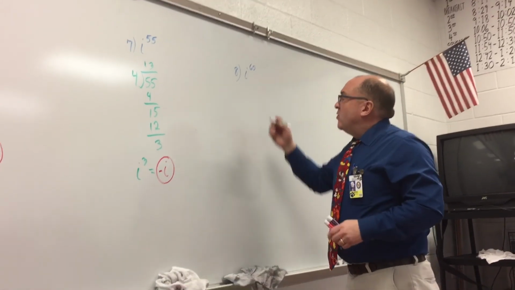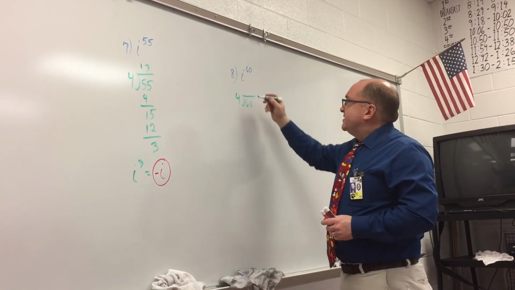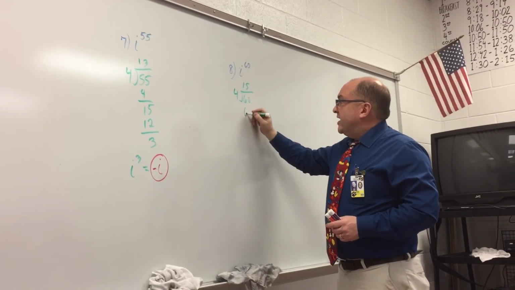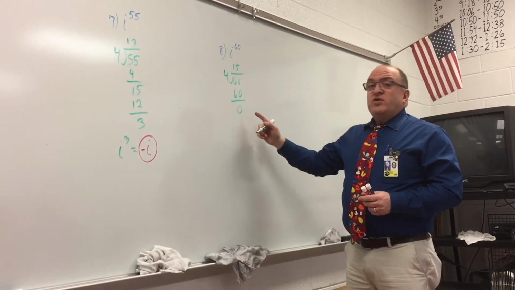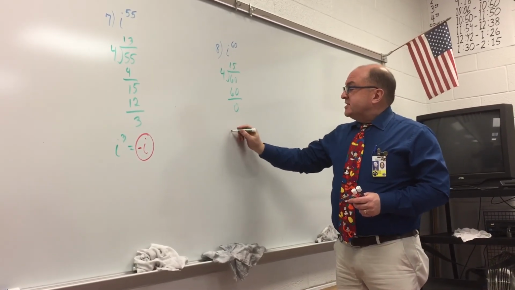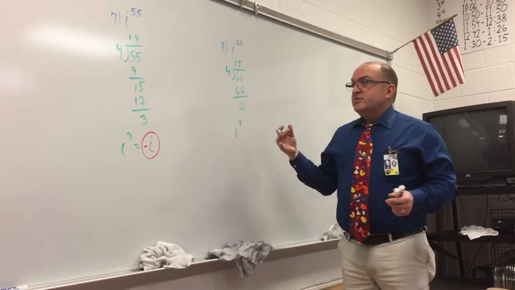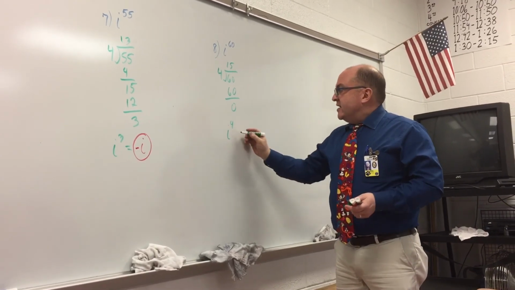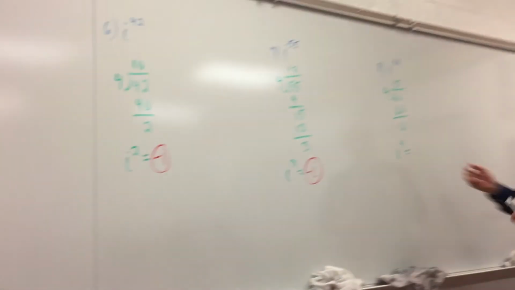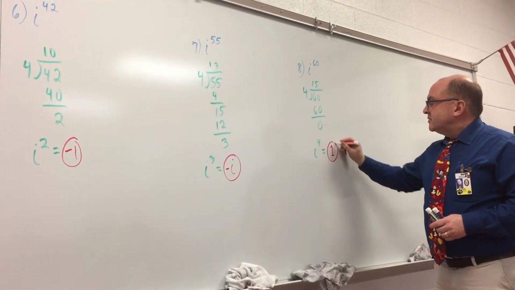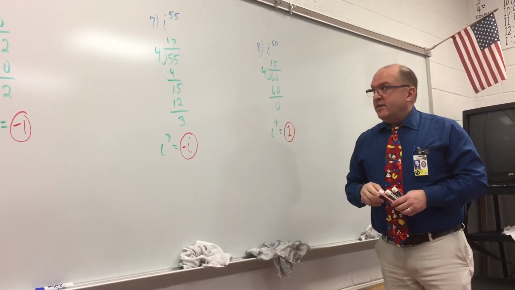Okay? Now, how many times does 4 go into 60? Well, 4 goes into 60 15 times, and 15 times 4 is 60. Your remainder is 0. When you have a remainder of 0, that is the same as i to the 4th power. Okay? Because there's nothing after that. So i to the 4th is the same as 1. Okay? So when you have a remainder of 0, use that as i to the 4th.